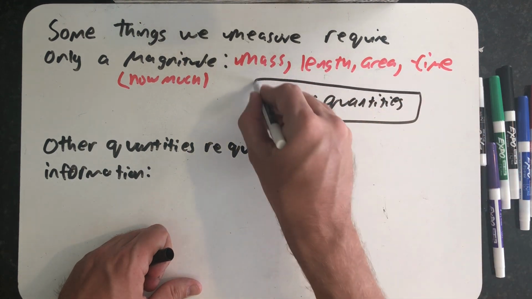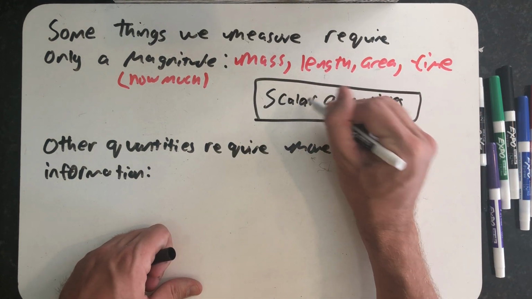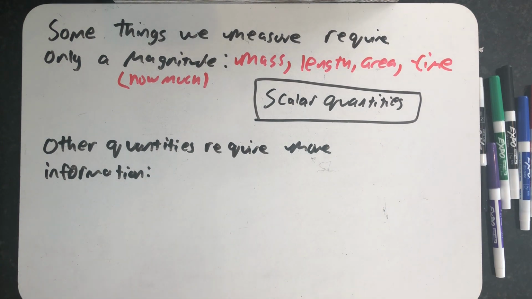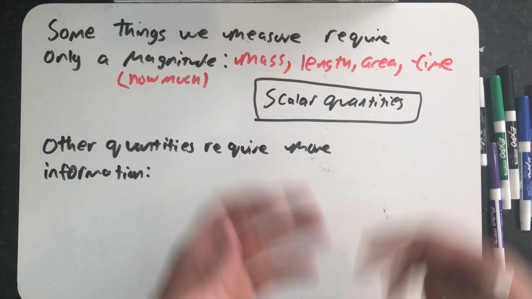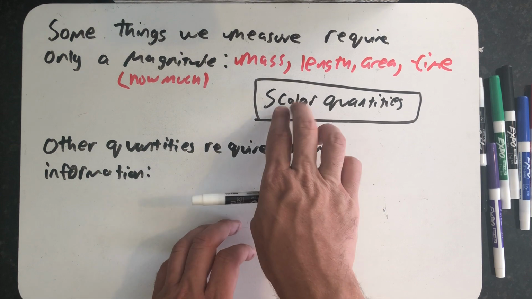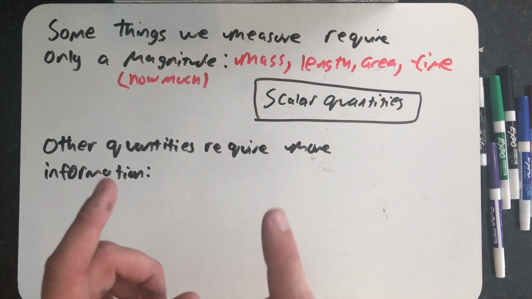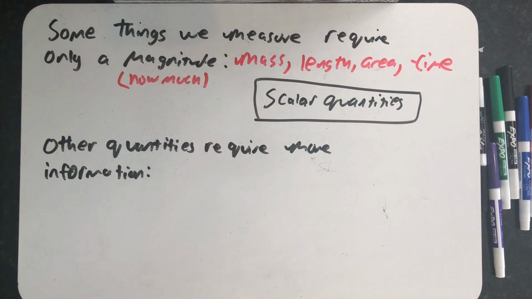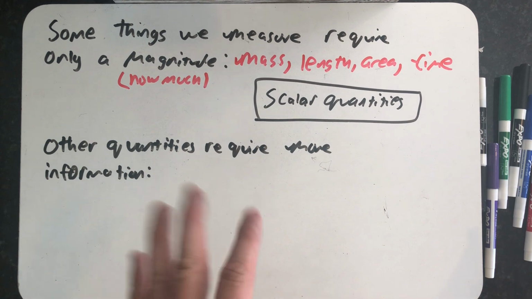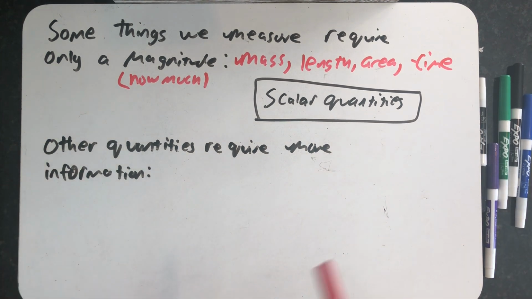When we only need that one bit of information, a magnitude, so a number and a correct unit, we call those scalar quantities. We'll understand why we call them scalar quantities, use that word scalar in another video. But for right now, we'll just call them scalar quantities. All right, other things we might want to measure require more information.